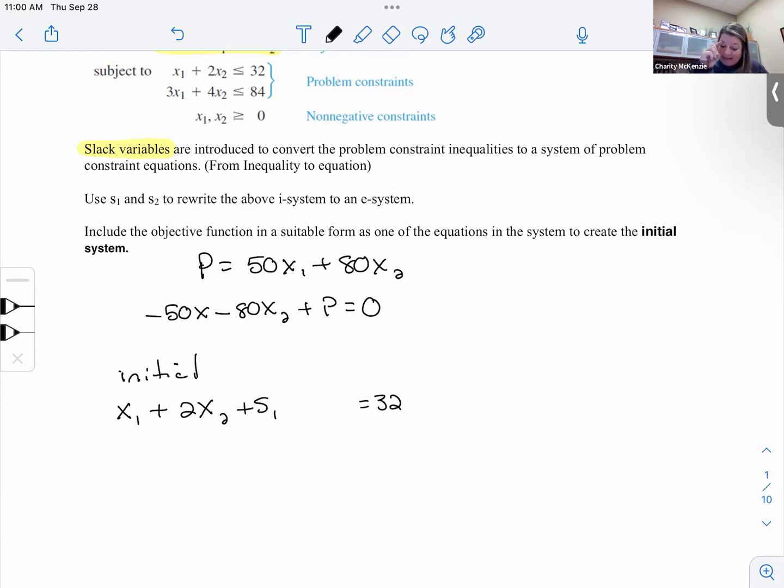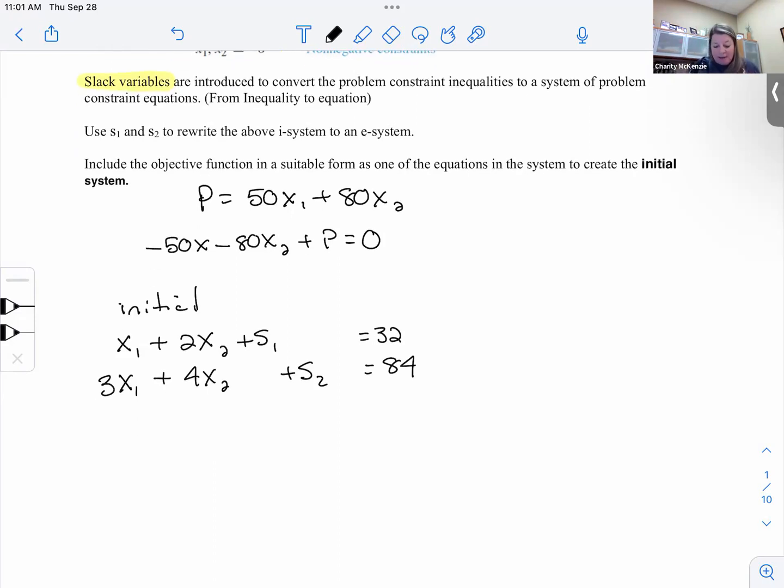Now let's write the second one, which was 3x1 plus 4x2. Again, this time I want to write an S2 equals 84, and there is a method to my madness on these spaces. Because of the way we set up our matrix, we want S1 to have its own column, and S2 to have its own column. And then the last one that we always write at the bottom will be our objective function.